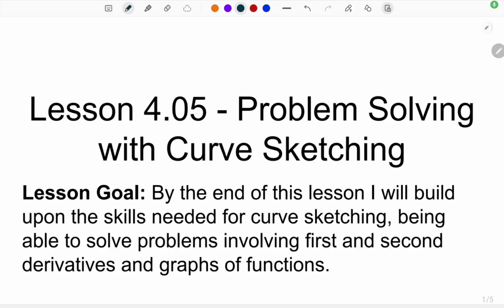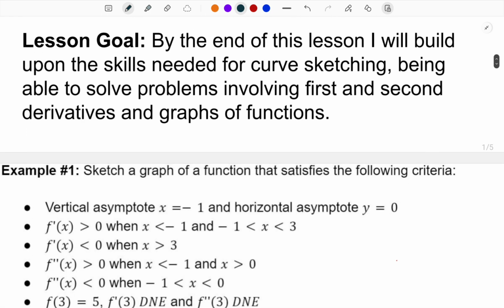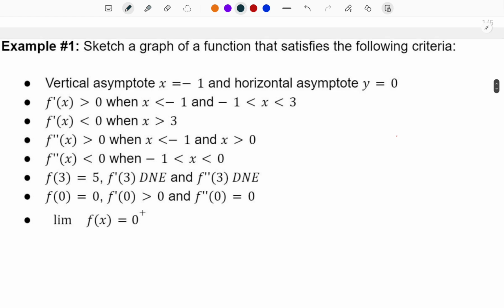Let's take a look at some problem solving with curve sketching. So using first and second derivatives, seeing kinds of problems with that, and a graph. So this first one, we're going to look at all these criteria we have and try to build up a sketch of a graph that satisfies these criteria. And we're just going to basically go through it kind of one piece at a time.